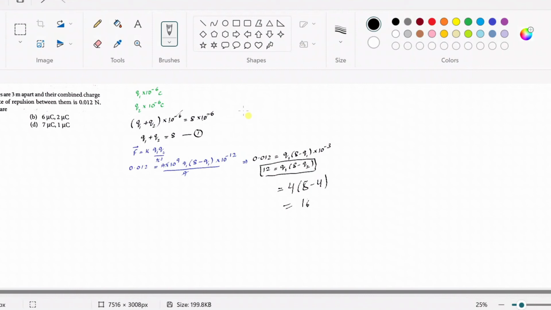Let's substitute, or you can use quadratic. Okay, so that's 8 minus Q1. Yeah, that's 8 minus Q1. Sorry, my mistake. Okay, now if you use the second one as Q1 as 6, check whether the second one is correct or not. So yes, if I put Q1 as 6 into 8 minus 6, that will be 12.